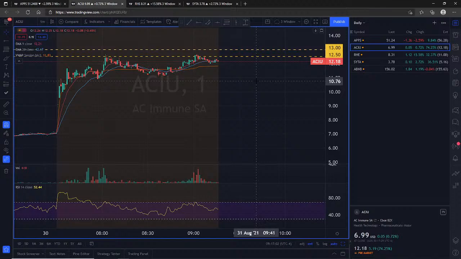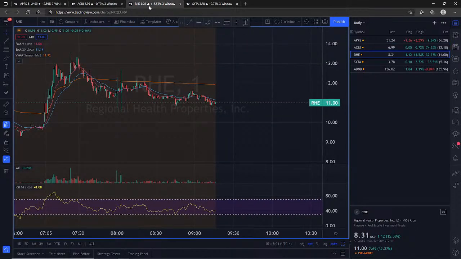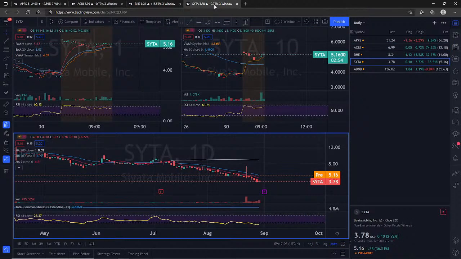ACIU, RHE, and SYTA. SYTA is almost a 0% conviction of confidence. 0% confidence in anything on SYTA. The other three are more likely the ones that I'll trade.